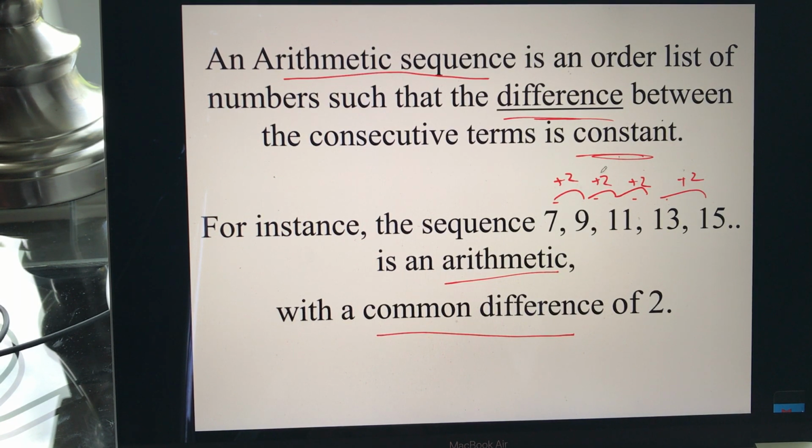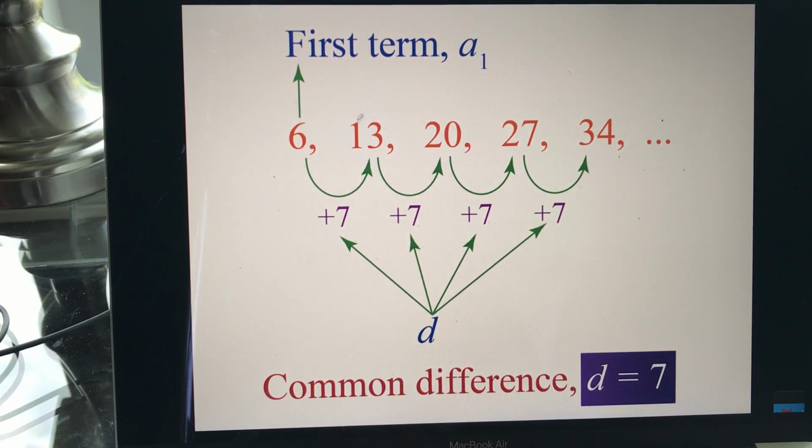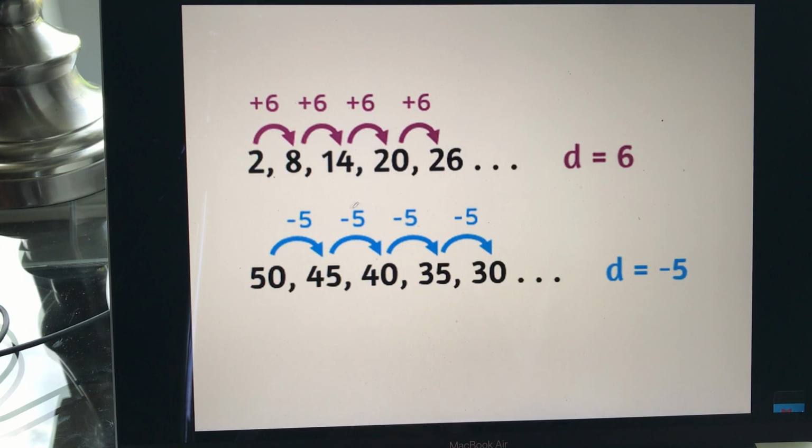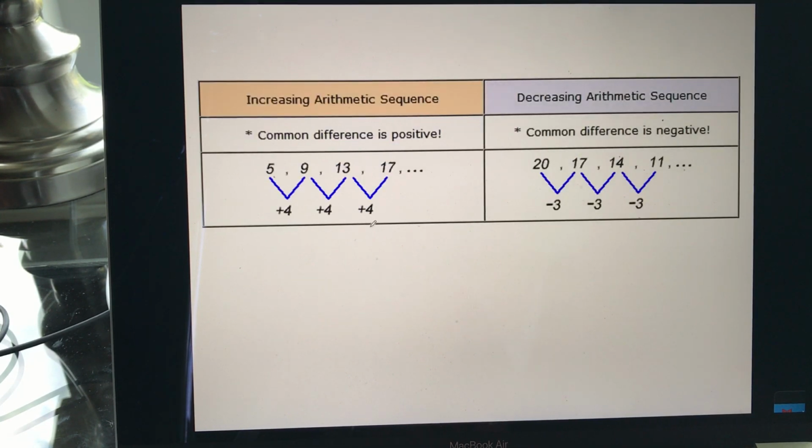That makes it arithmetic. Here, this common difference is 7 because I'm adding 7, adding 7, adding 7. So this is an arithmetic sequence. Here I'm adding 6 every time. Here I'm subtracting 5. Remember, subtracting 5 is the same as adding -5. So this is still arithmetic because I'm subtracting 5.